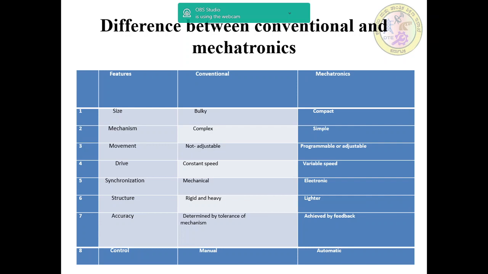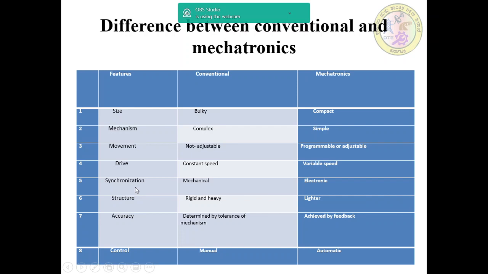Next we will take movement. By using mechatronics, it is programmable and adjustable. Without using the mechatronic system, that is the conventional system, it is not adjustable. Next we'll go for the feature drive. In conventional, the speed is not varying, that is constant speed. By using the mechatronic system, speed can vary, that is variable speed.